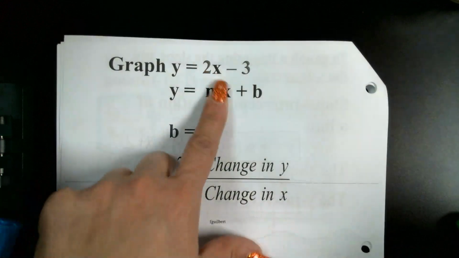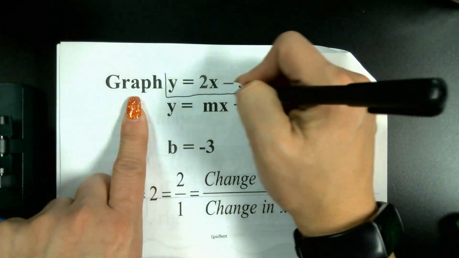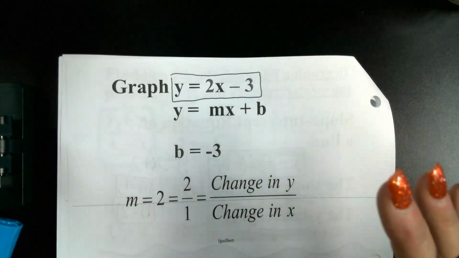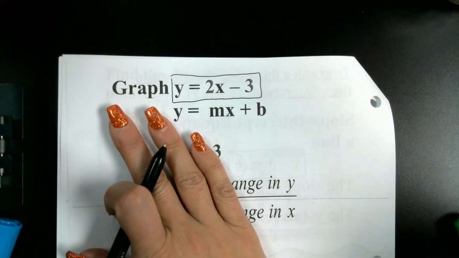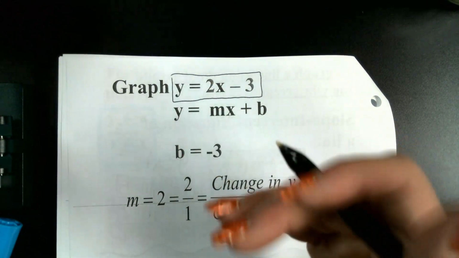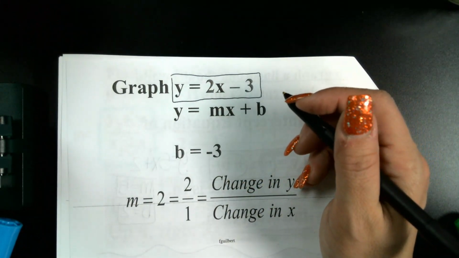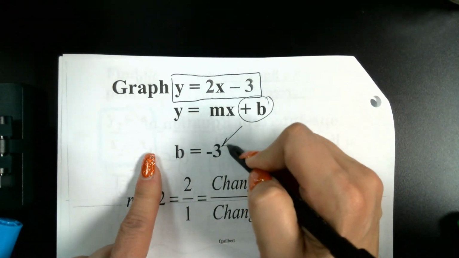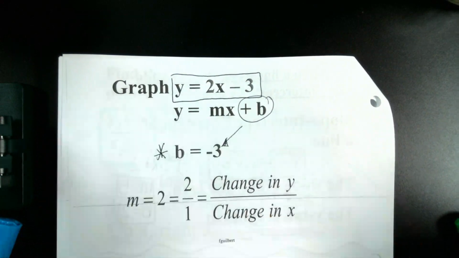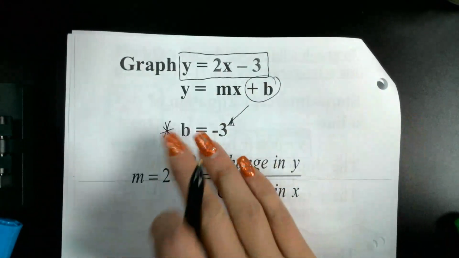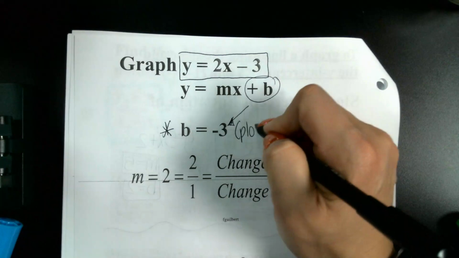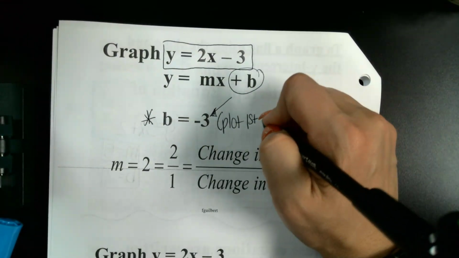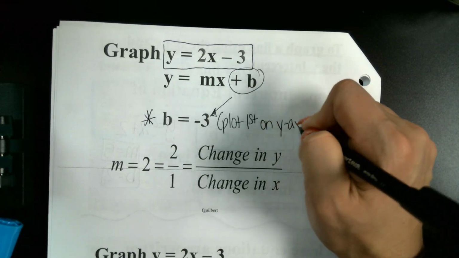All right, this is the same equation that we were just talking about on the previous page. It's y equals 2x minus 3, but this time they want me to graph it. So first thing I have to do when graphing is identify my slope and identify my y-intercept. So y-intercept, negative 3. I'm going to put a little star there. That is always the number that we are going to plot first. And when we plot it, you're going to plot it on the y-axis.